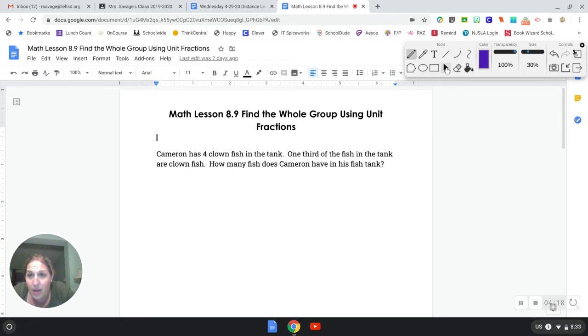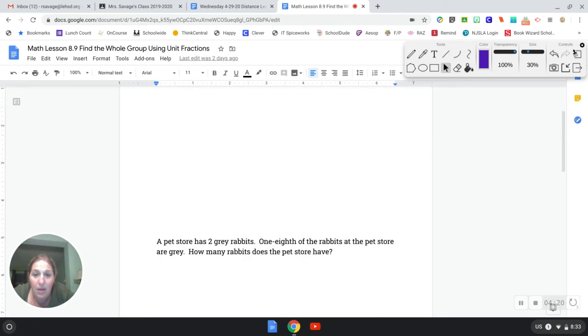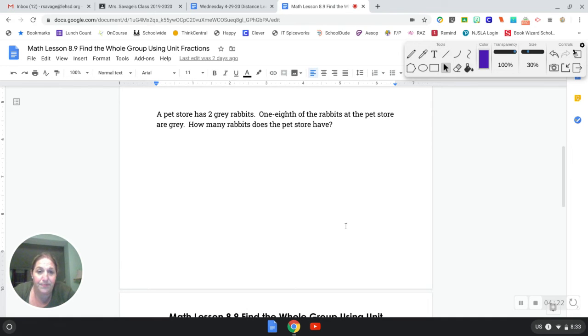Now here's the one, okay, there's the mouse. And now let's move on to the next one, okay? I'm going to read it. You read it too. A pet store has 2 gray rabbits.